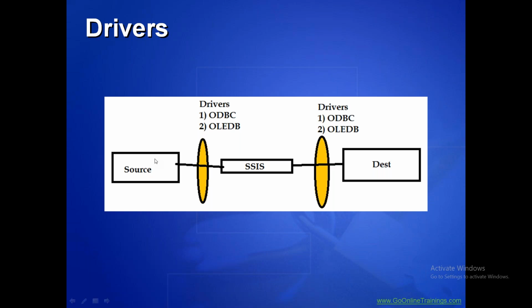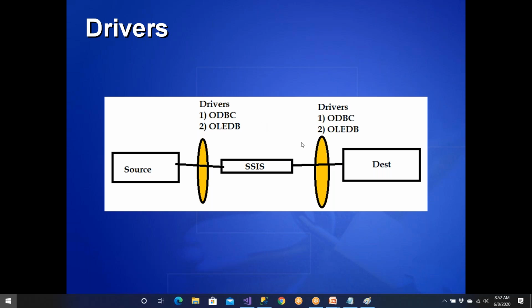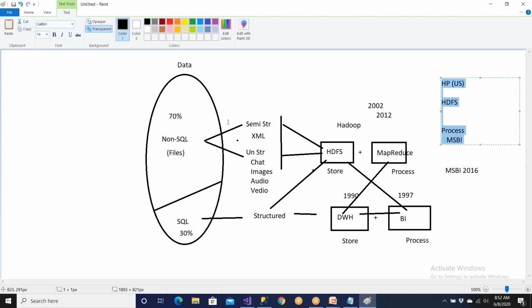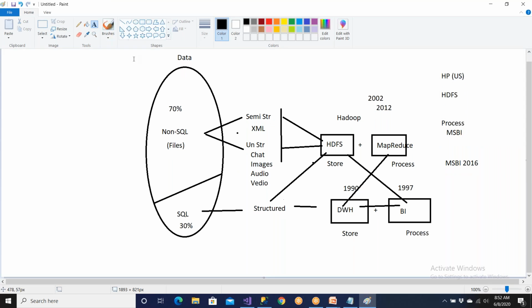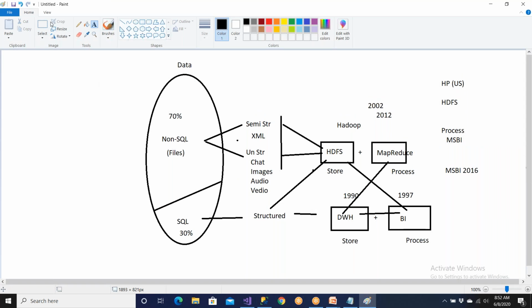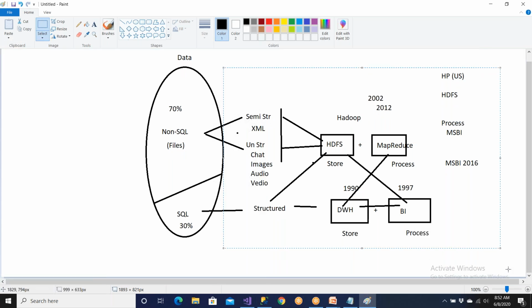But if you want to connect to the source and destinations, you have to install the driver. There are two drivers that we're going to be using. One is called ODBC and the other OLEDB driver. Clear? So what are the differences? Let us think about it. I have two types of drivers. Let me remove this. This you already know. Where Hadoop can be implemented, where this one can be implemented, we discussed clearly.